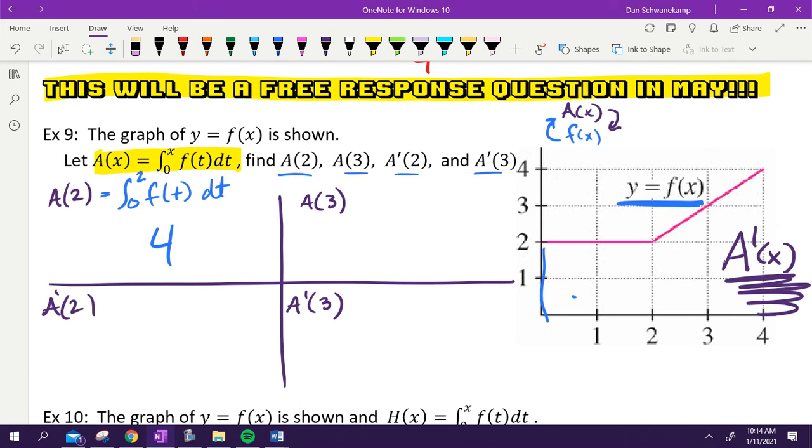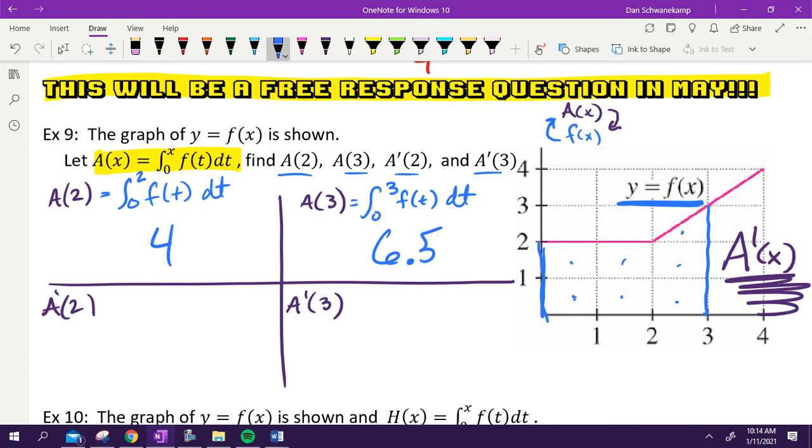So A of 3, that's not any harder. A of 3 means I'm going from 0 until 3. I'm finding the area under the curve starting at 0, going to 3, of f of t dt. What is the area under the curve starting at 0 and going to 3 going to get me? 6.5. 1, 2, 3, 4, 5, 6.5. That's easy.